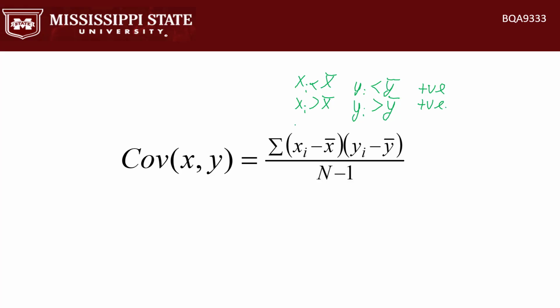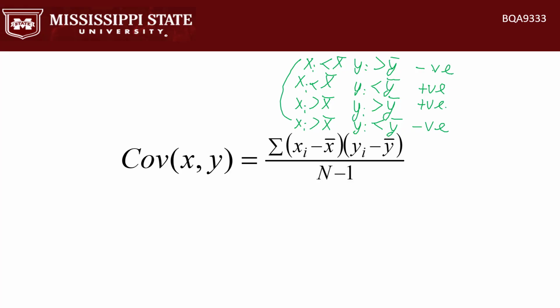But if one of them, say xi is greater than x bar and yi is less than y bar, then it's going to be negative. And it's going to be the same either way around. I'll draw that. I really want to draw it at the bottom, but I'll draw it at the top. So xi is less than x bar and yi is greater than y bar. That's also going to be negative.